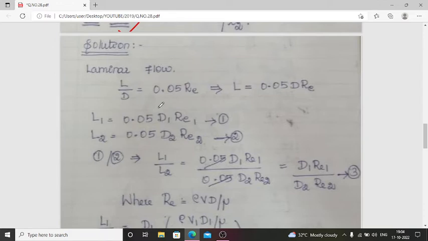So flow in the entrance region is two-dimensional. What is a fully developed flow? An unchanged velocity distribution is called a fully developed flow. So our assumption is steady laminar flow.